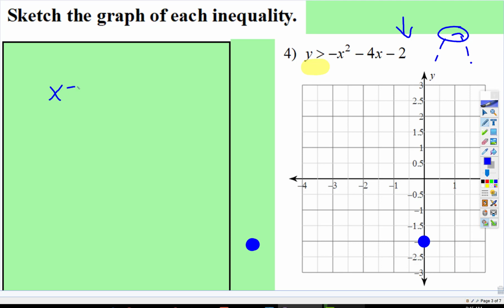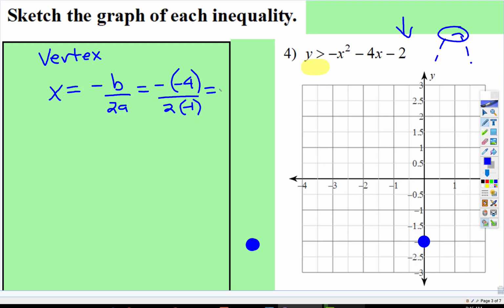So remember, to find the x value of the vertex, the maximum or minimum point is the vertex. You take the opposite of the b value divided by 2 times the a value. So the opposite of -4 over 2 times -1. Well, the opposite of -4 is 4. 2 times -1 is -2. So x is -2.